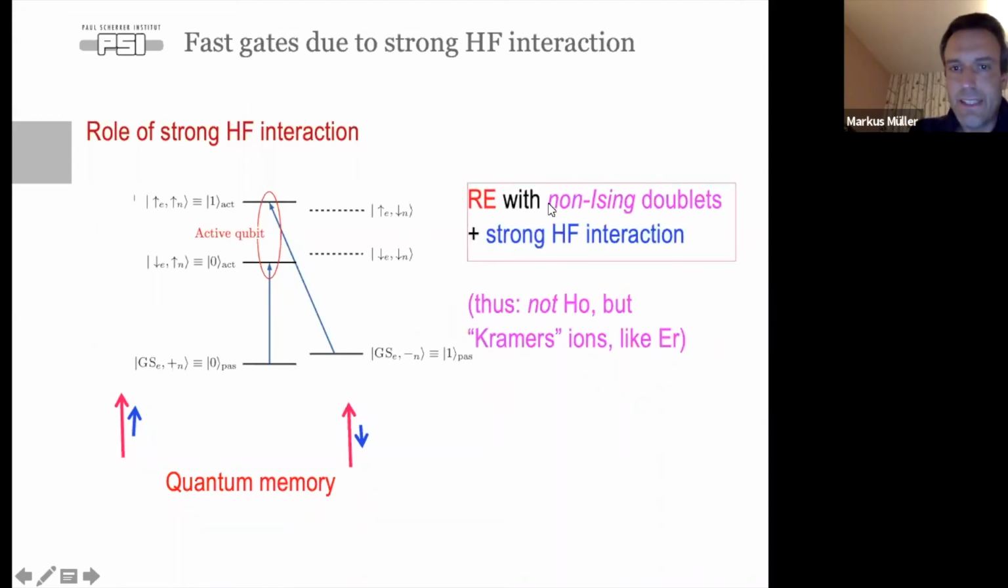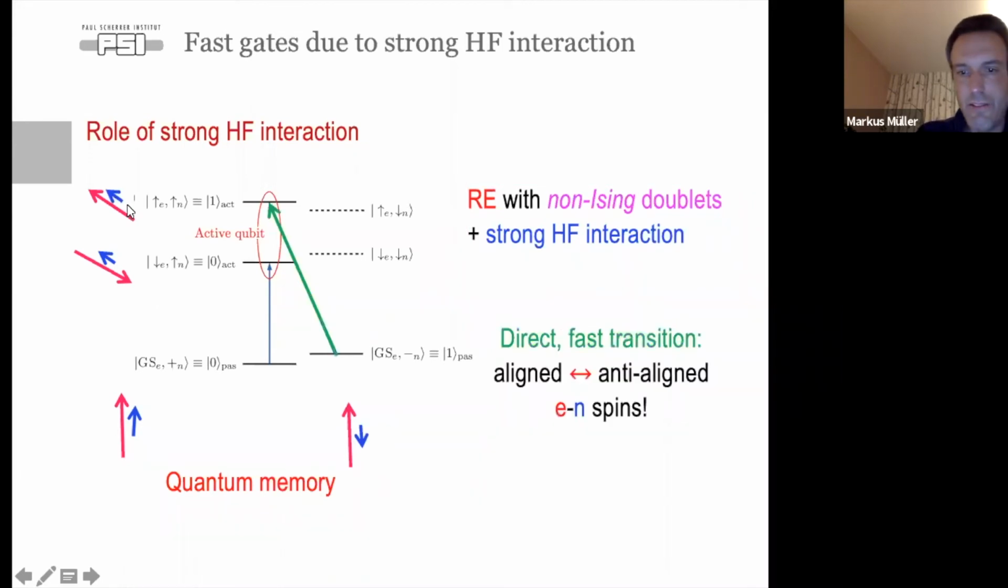Okay. For that, you need to work now with non-Ising doublets. So holmium would not do, but you need a state that has a different orientation of the electronic spin in the activated state here. And that is because you want to have a finite matrix element to go from this state with the anti-aligned spin to that state with the aligned spin. If you had just Ising doublets, then you can basically not have such a transition. But by having a general anisotropic doublet, you can do that, and then it becomes a direct and fast transition, which is sort of directly helped by the strong hyperfine interaction. So you really make use of the strong interaction between nuclear and electronic spin to do that.